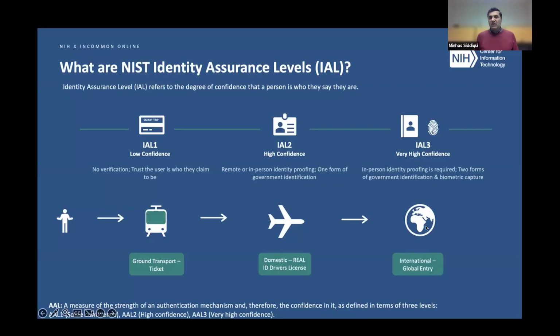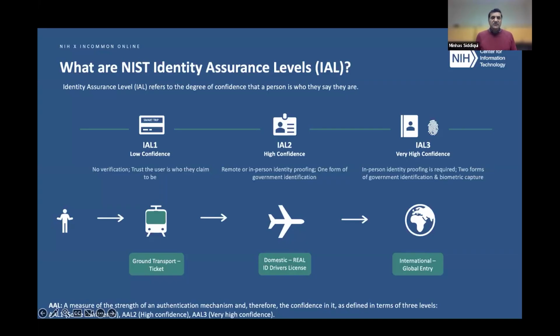IAL1 represents low confidence in identity. There's no formal identity verification. The system accepts the user's self-asserted identity, appropriate for low-risk interactions. This is analogous to buying a train ticket, which doesn't require proof of identity.